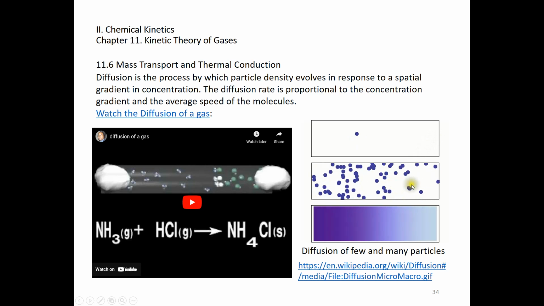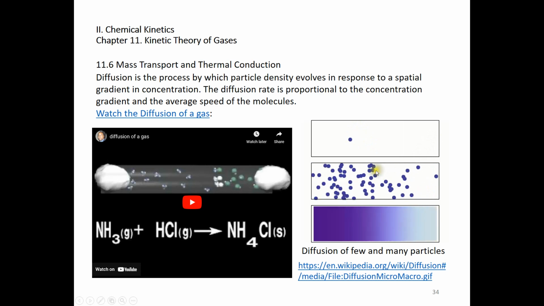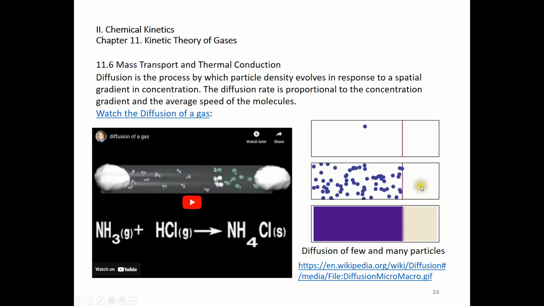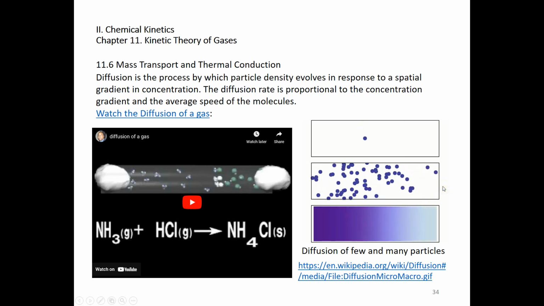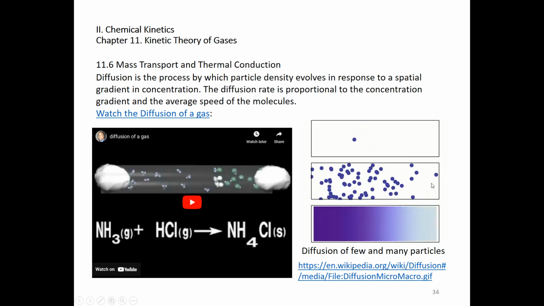Now let's look at a bunch of particles. Again, at the beginning we have a partition over here. We have all those particles in the left side area, and then after we remove the partition, the particles can occupy the entire space. And this is actually diffusion, because at the beginning we have a high concentration on the left, a zero concentration on the right, and just due to the random motions of the gas particles, eventually they will occupy the entire container. The concentration will be homogeneous in the end.